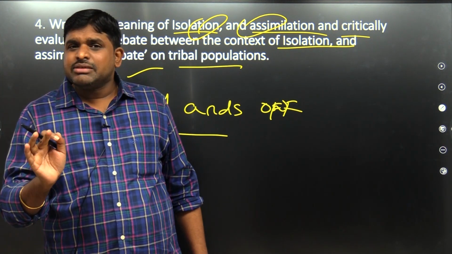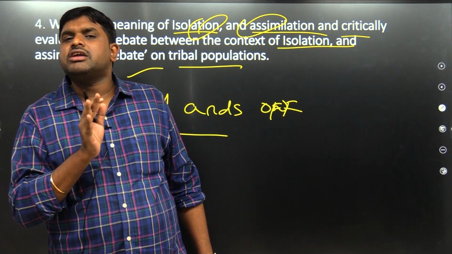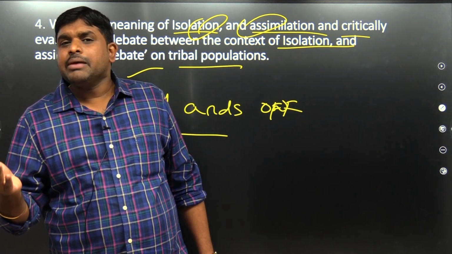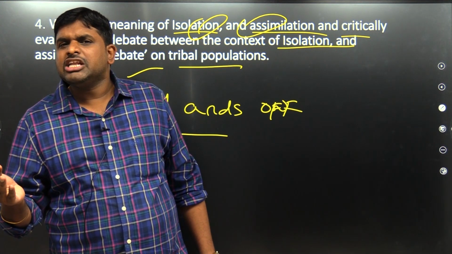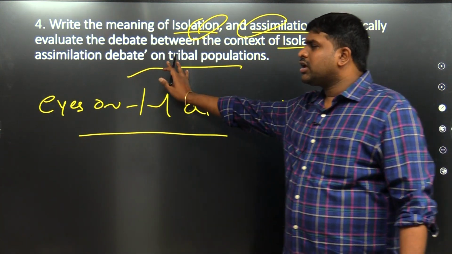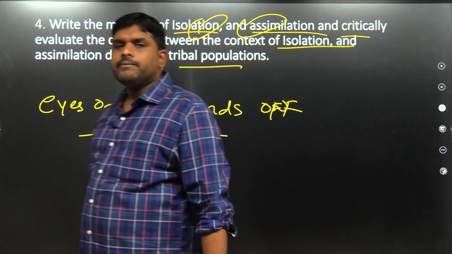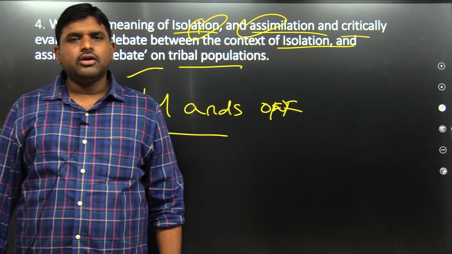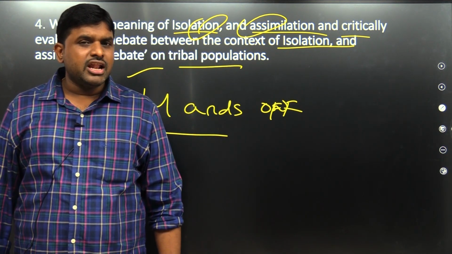So isolationism needs to be maintained for primitive tribal groups who might be impacted if they come into contact with the mainstream. If not, they should follow integrationism. So here you have to write about the debate between Verrier Elwin and Ghurye.